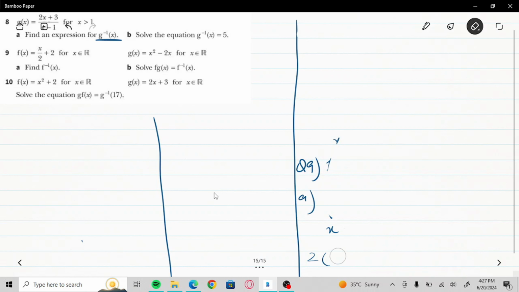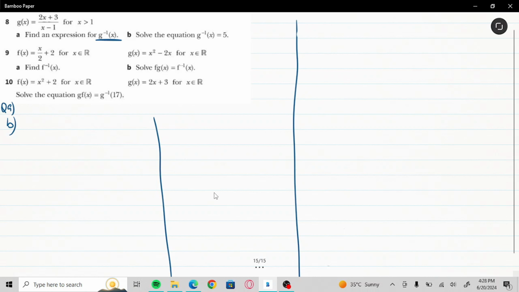For part B, what they have asked us is to solve the equation f(g(x)) is equal to the inverse of function f. So right now we have to first find out what f(g(x)) is, and I have explained in the previous lectures how to put a function into a function. So I won't be explaining it in detail right now. For that, you have to check my previous lectures, I think it's exercise 1.1 or 1.2, something like that. For now, we have to solve question number 9, part B.